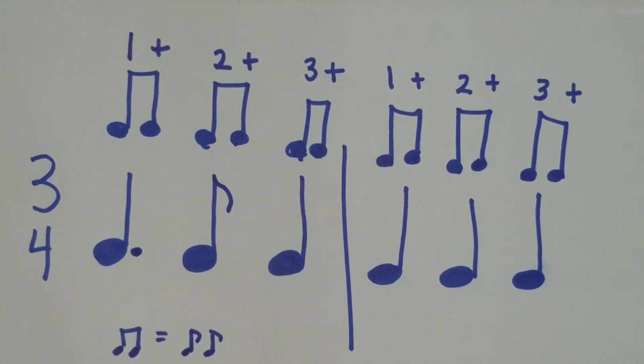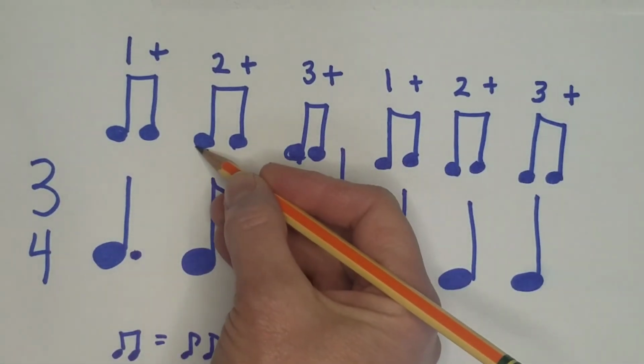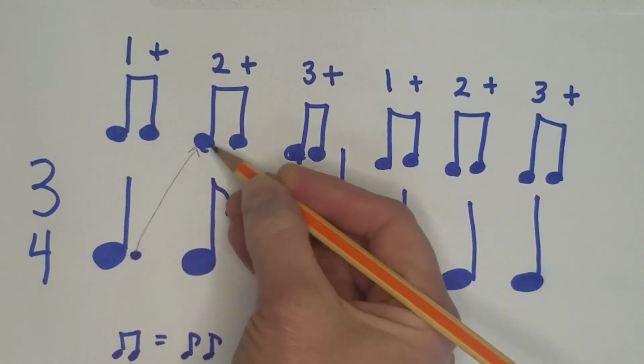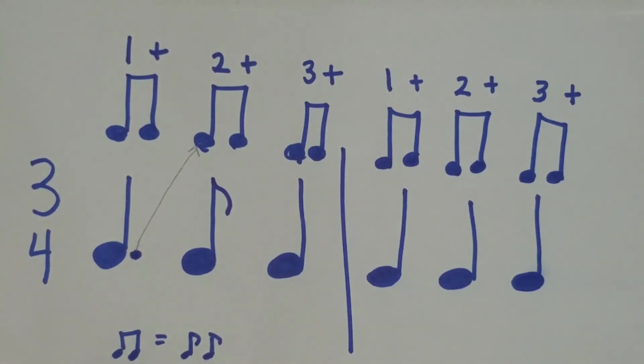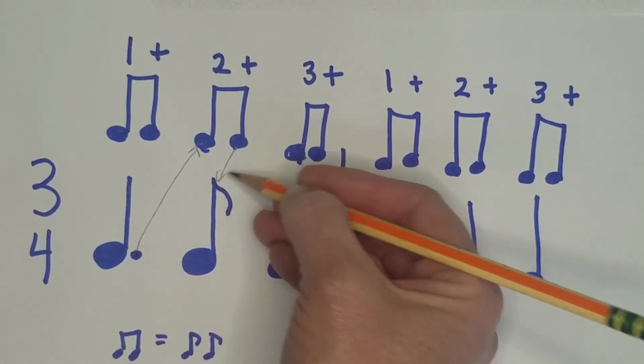So what does the dot do? The dot always adds half of the value of the note that it's behind. So we put the dot after the quarter note, and half of a quarter note is just one of these eighth notes. So I'm going to grab a pencil so that you can see this dot right here actually is that first half of count 2. And then this becomes a single eighth note, and it's the second one.